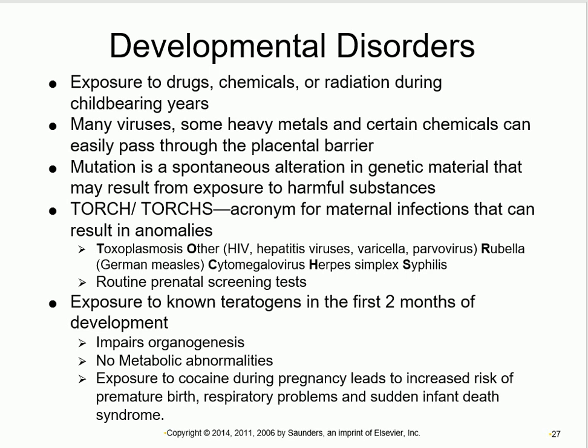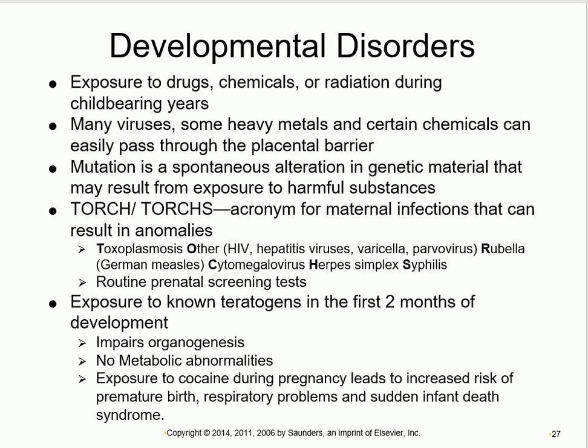Infection, specifically TORCH. And this is something that's automatically screened. These are infections, viruses, that if the pregnant mom got one of those, she might develop congenital anomalies in the baby. It's not like common colds or something. Like a common cold, the mom is sick, that's it, right? But this is different. So this is toxoplasmosis, others, which is HIV, hepatitis, varicella, parvovirus.